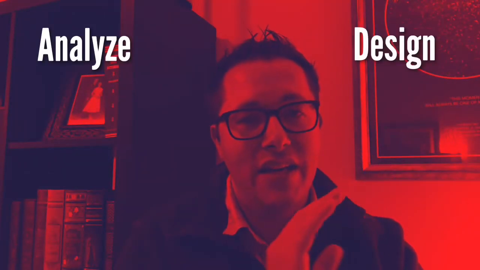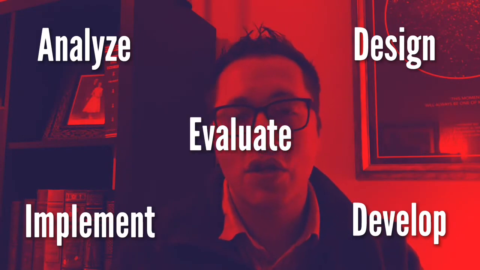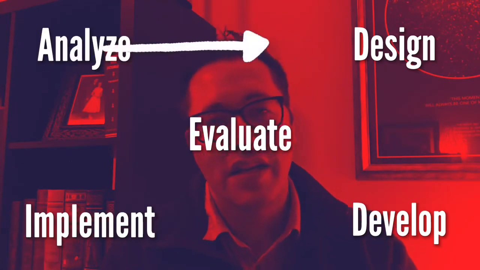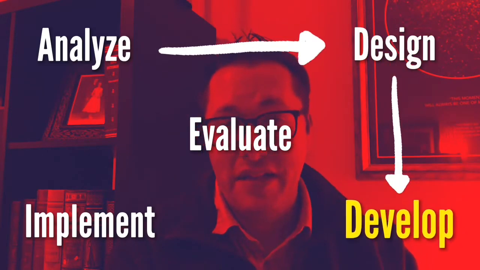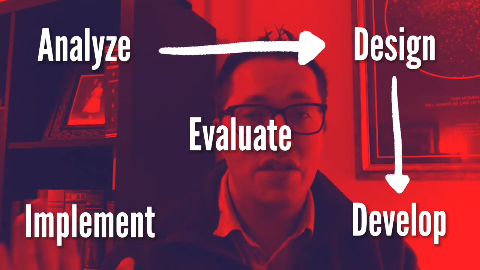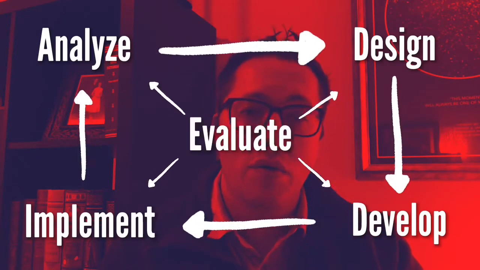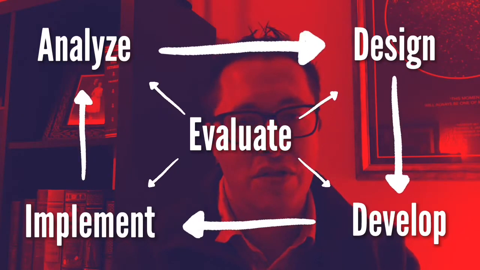The ADDIE process is an acronym that stands for Analyze, Design, Develop, Implement, and Evaluate. This is a circular process. First starting with analyzing your instructional needs, then designing the instructional material, developing that instructional material, and then finding effective ways to implement it, and then always evaluating the process, going right back to analyzing those instructional needs.